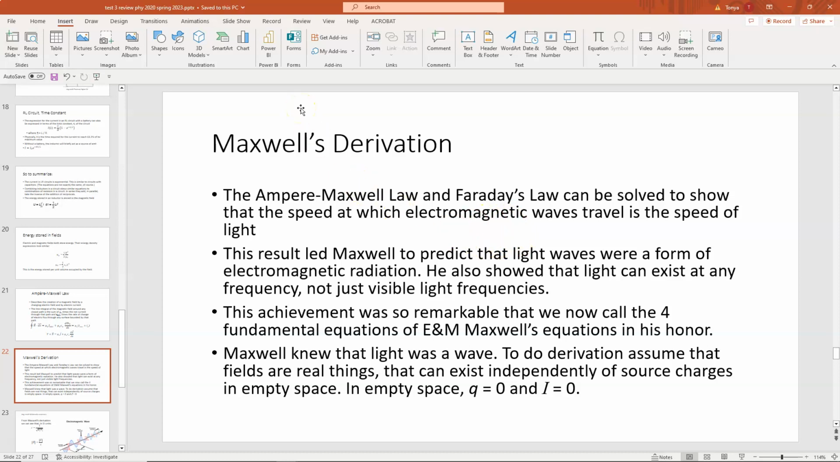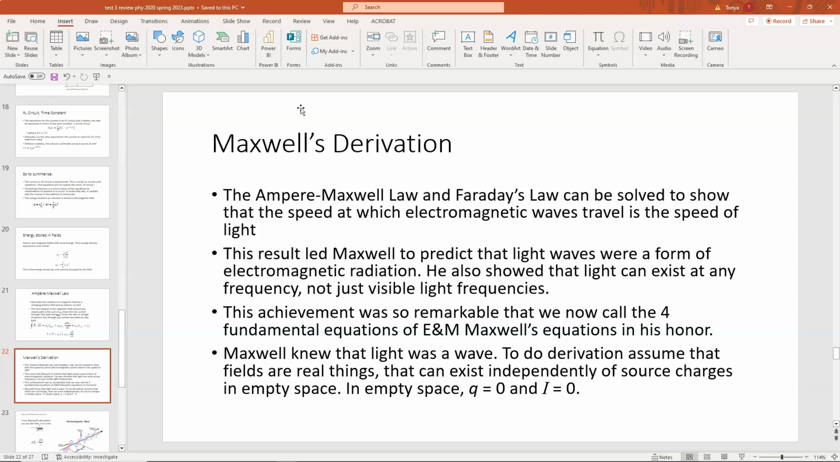We did Maxwell's famous derivation for the speed of light in a vacuum. That derivation involved taking the Ampere-Maxwell law and Faraday's law together to show that the speed at which electromagnetic waves travel is the speed of light. It led Maxwell to predict that light waves were a form of electromagnetic radiation, and he also showed that light can exist at any frequency, not just visible light frequencies.